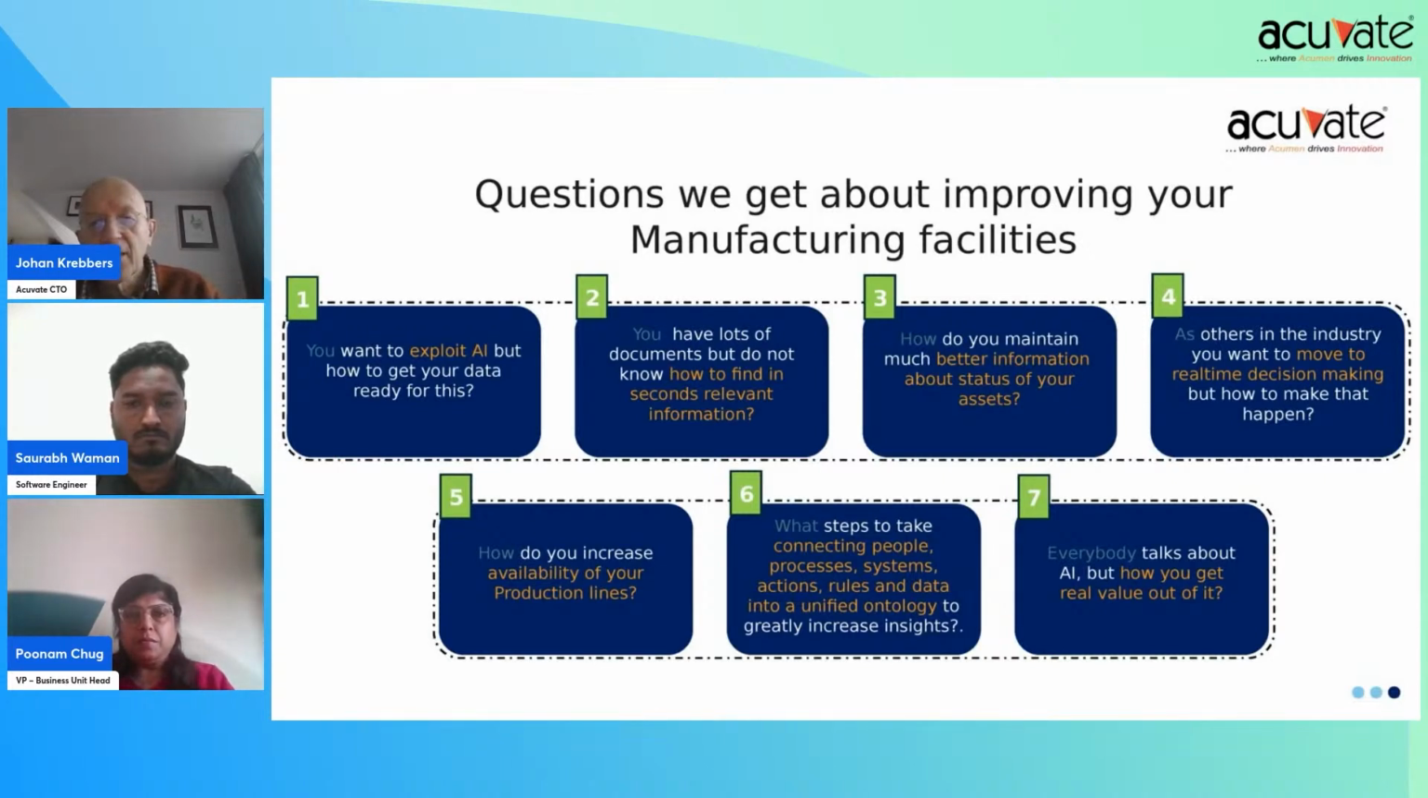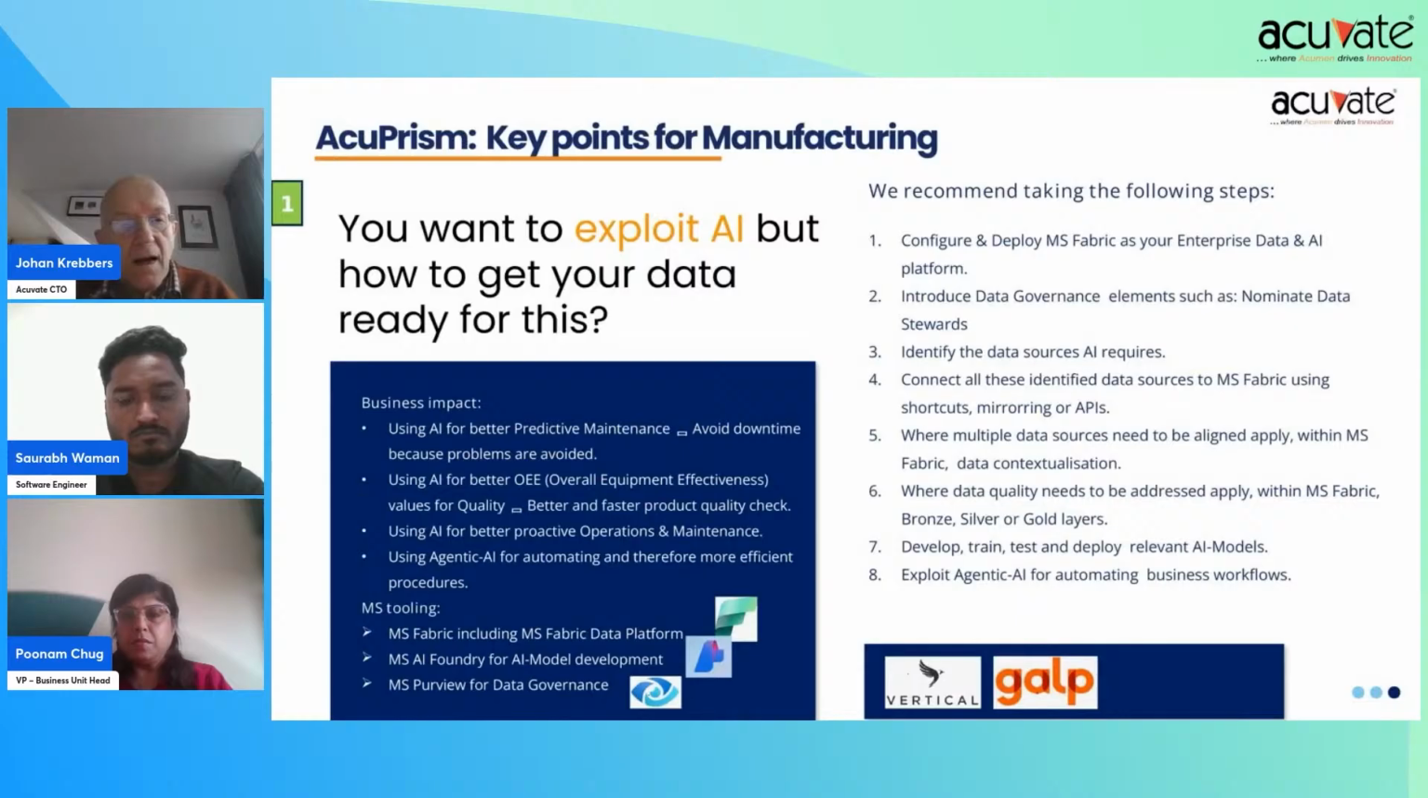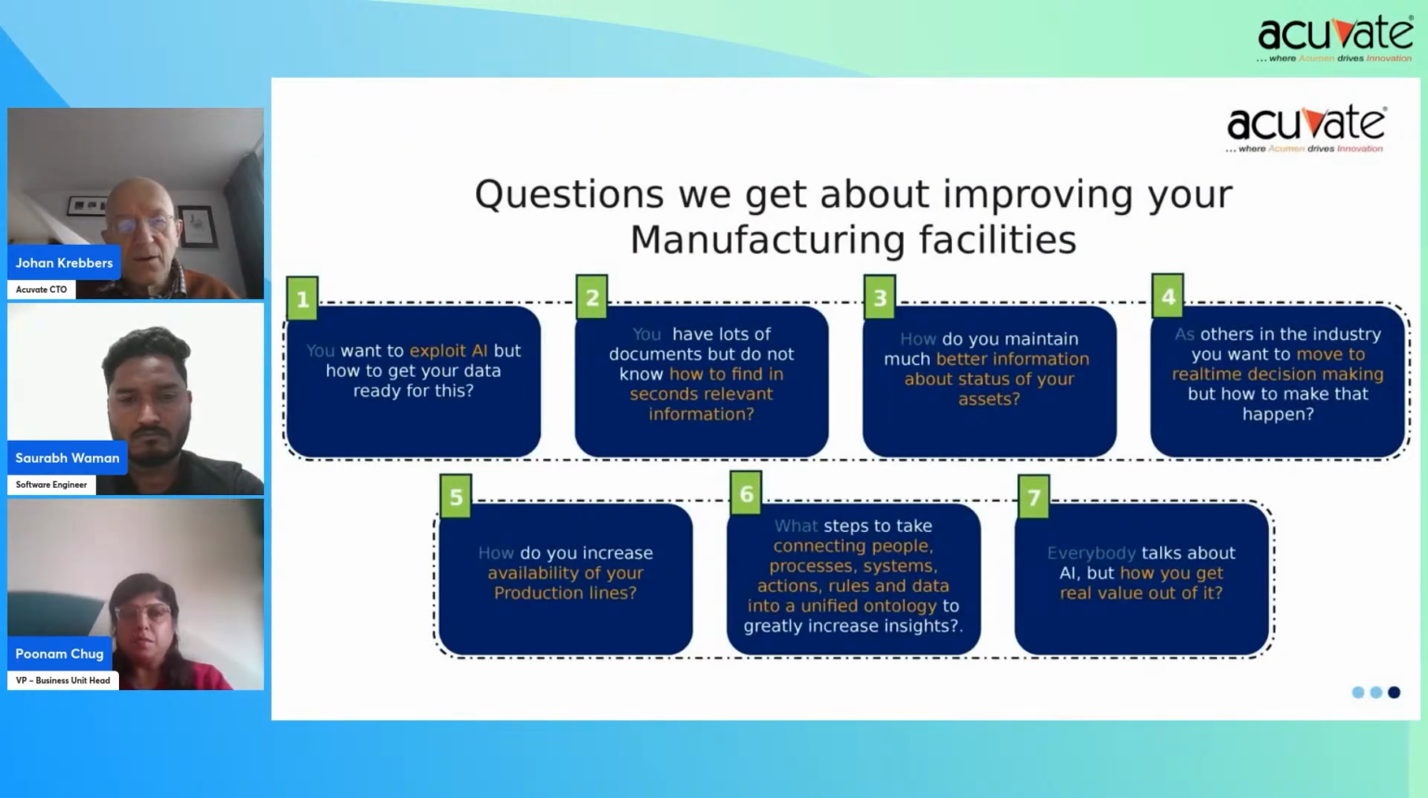Number 4, you really want to move to real-time decision making, because you see it happening with other people, but how do you go about it? And number 5 is how to increase the availability of your production lines. We're going to talk about it.